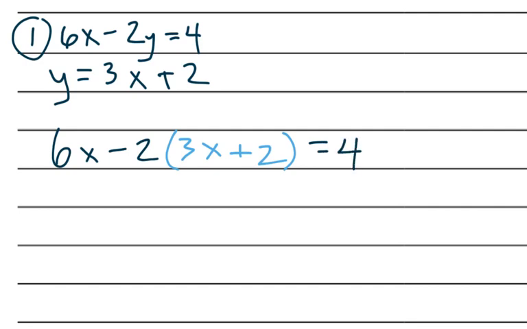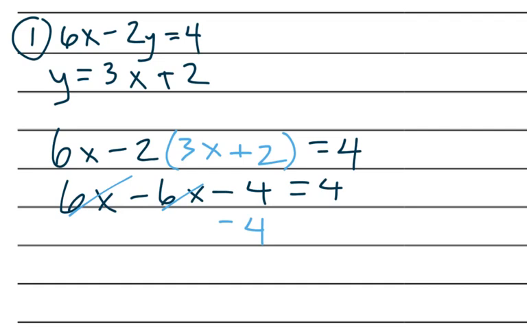equals 4, which means that we'll get 6x minus 4 equals 4 because this got distributed. You can imagine these would be your typical common mistakes that you could make. So then on the left side, these terms get canceled out, and you're left with negative 4 equals 4.